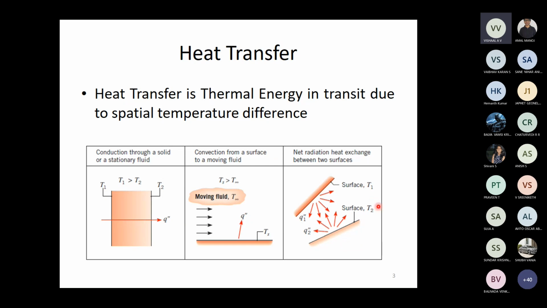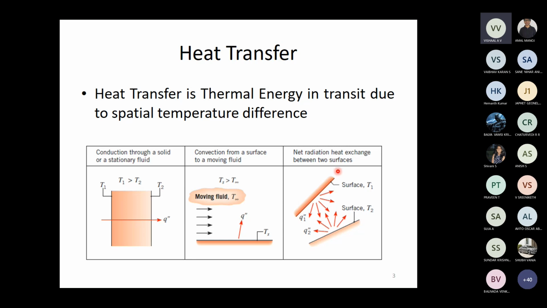The beauty about radiation is that any surface which is above 0 Kelvin or above minus 273 degrees Celsius will emit radiation. So what is happening here? This surface is emitting radiation and this surface is emitting radiation. Ultimately, let us say T1 is greater than T2, assuming. Then the radiation emitted by T1 minus the radiation emitted by T2 will be the net radiation exchanged between T1 and T2.